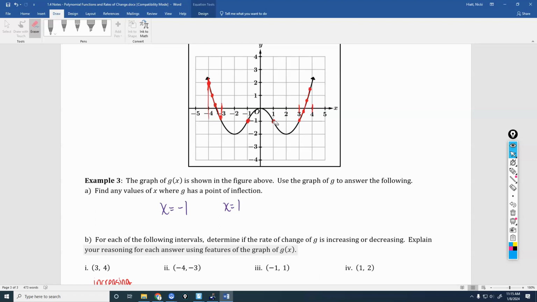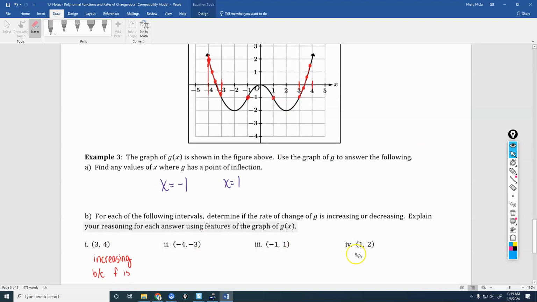So for 3, it's not letting me write for some reason. 3 is going to be decreasing, and it's because your graph is concave down. It seems like it should be increasing from 0 to 1. It's getting steeper, but it's negative and getting steeper, so those values are becoming more negative. They're decreasing. What about from 1 to 2? Increasing. Reason? Concave up. Okay? So you got increasing for all of those except for 3. That's where you're decreasing.